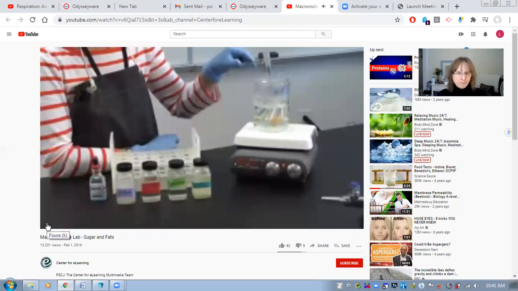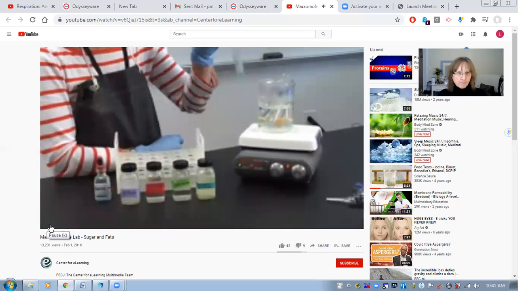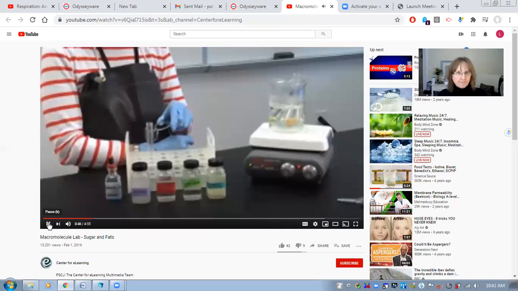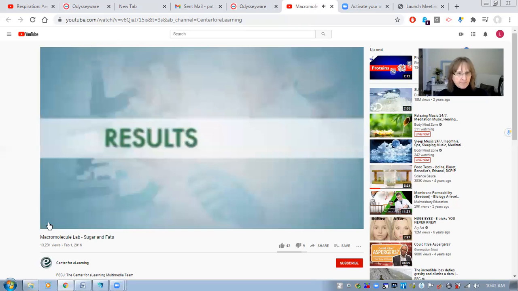For safety, I will use a test tube holder to take the tubes out of the boiling water and place them into the test tube rack. Now we can walk through the results.